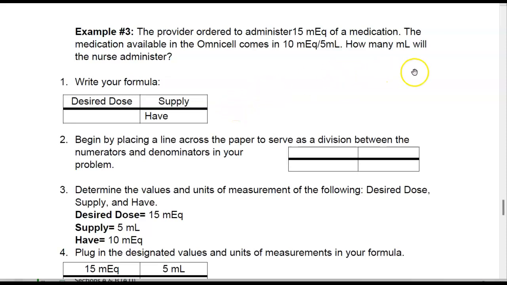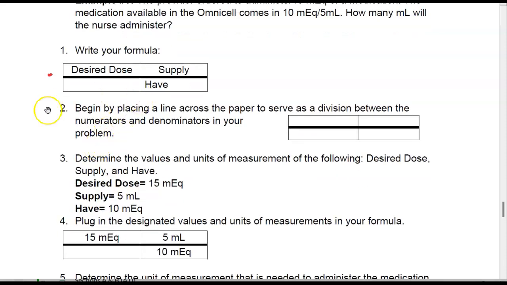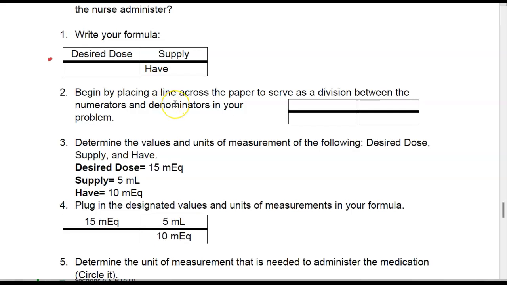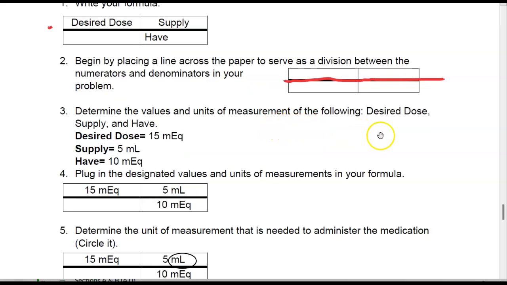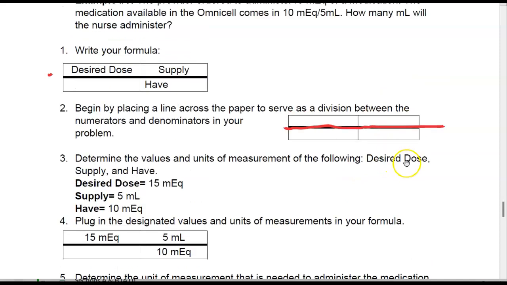Again, let's go to step number 1. What's step number 1? We write the formula. So that's that. So now what's step number 2? Well, step number 2, we place a line across the paper to serve as a division between the numerators and then the denominators. Next, we determine the value and units of measurement of the following. So we want to know what's our desired dose, how is it supplied, and what do we have.